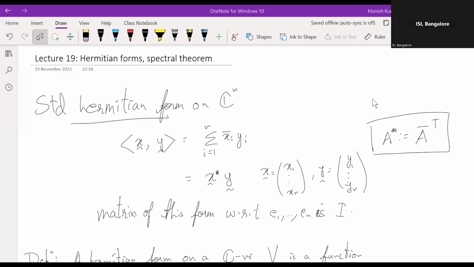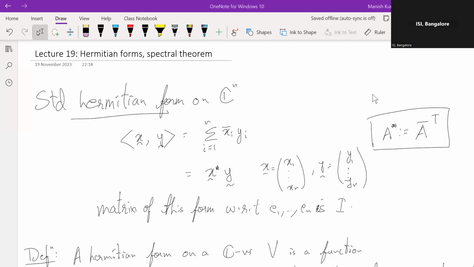Okay, so last time we saw things over real numbers, so real vector spaces, and we discussed symmetric bilinear forms and positive definite symmetric bilinear forms and so on. And then towards the end, we saw Hermitian forms a little bit. So today we'll discuss more about Hermitian forms, and hopefully we'll see the statement of the spectral theorem today.